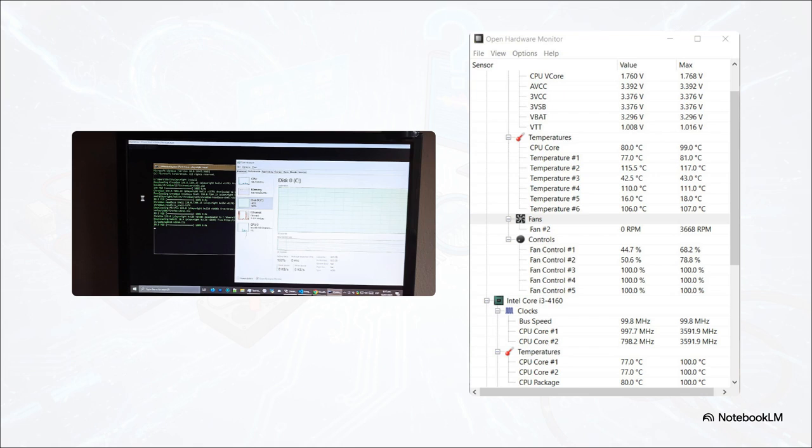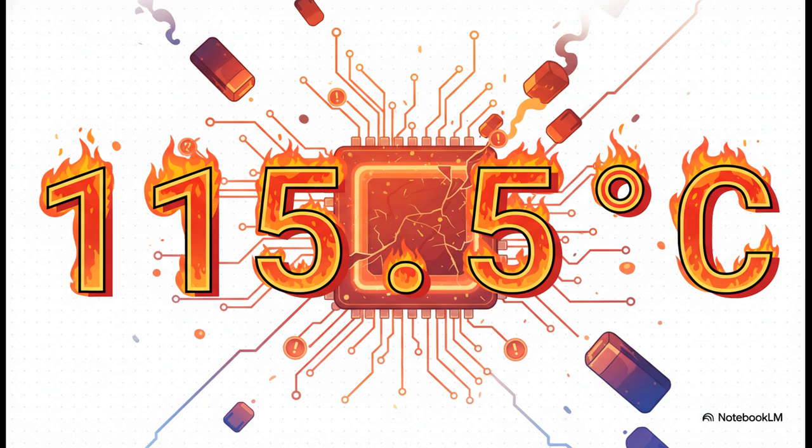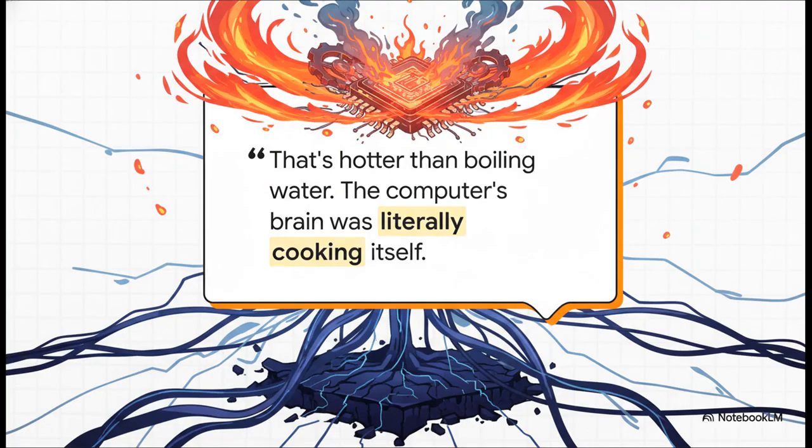And on the right, we see the fallout from that. The CPU temperature is just skyrocketing. These two things, they're connected. Let's just focus on that temperature for a second. One of the CPU cores hit a peak of 115.5 degrees Celsius. Now, to put that into perspective for you, most processors are built to just shut themselves down around 100 degrees to keep from melting. So this isn't just hot, this is catastrophically, dangerously hot. I mean, to put it even more simply, that's hotter than boiling water. The computer's brain was literally cooking itself.